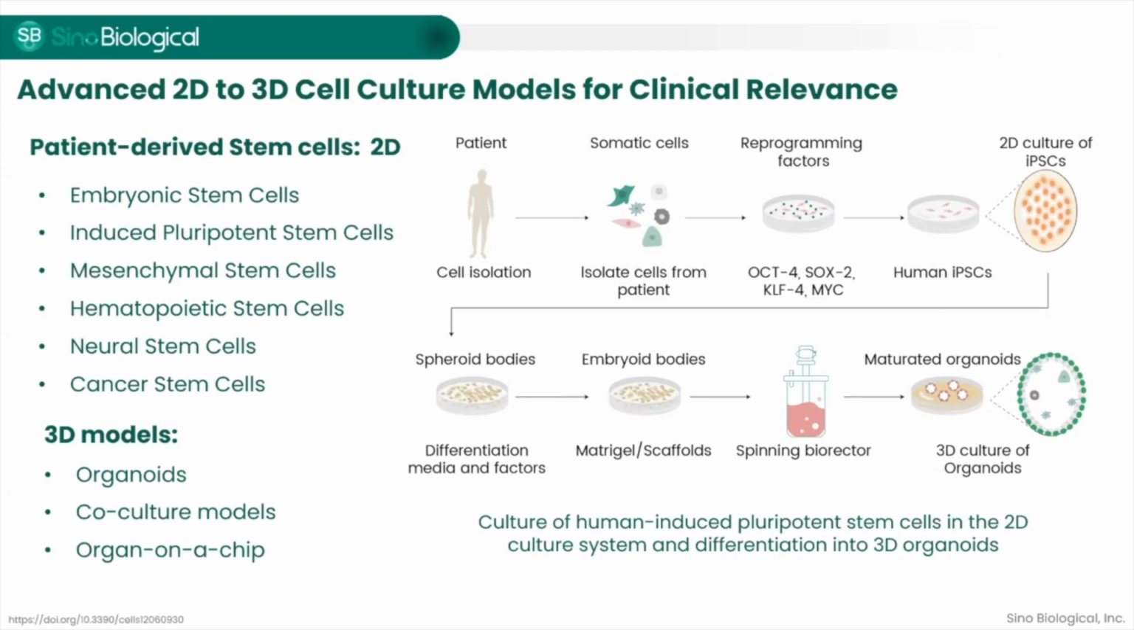The embryonic stem cells, induced pluripotent stem cells, and others like mesenchymal, hematopoietic, neural stem, and cancer stem cells provide researchers with opportunities to study targets and pathways that are more relevant to the normal and disease physiology and processes. And more recently, researchers have achieved to differentiate and direct these stem cells into 3D cultures of organoids.